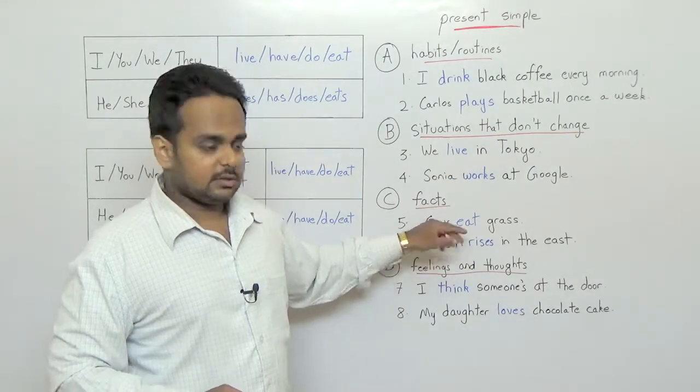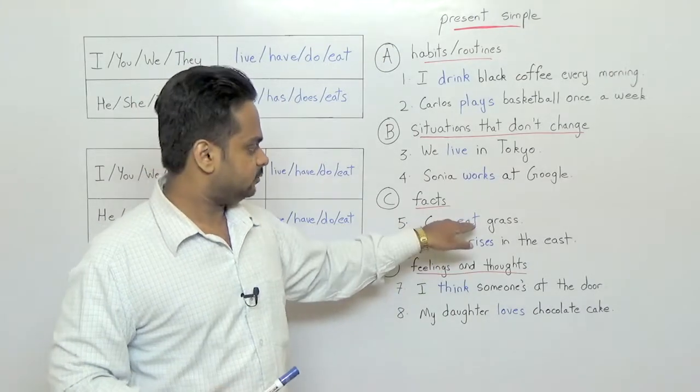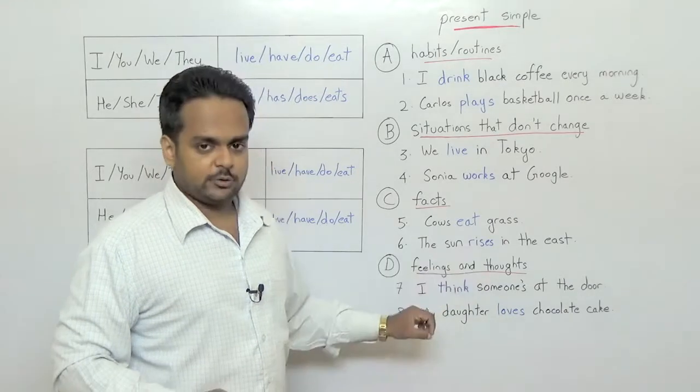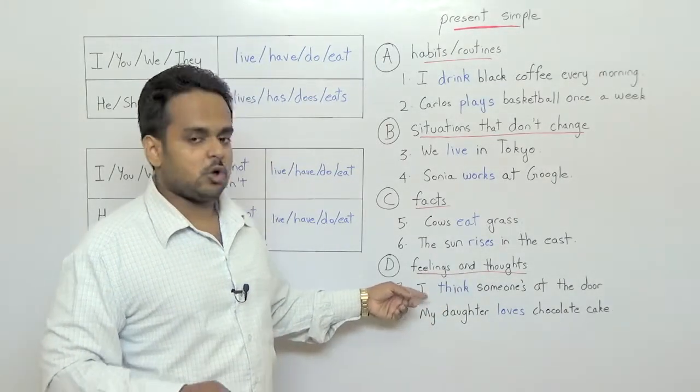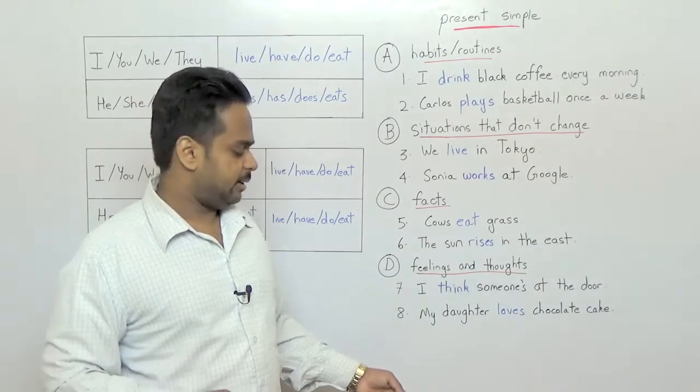Cows eat grass. Cows, plural, more than one cow. So eat, no S. I think someone's at the door. Again, the subject is I. This can also be you. So you think someone's at the door, for example.